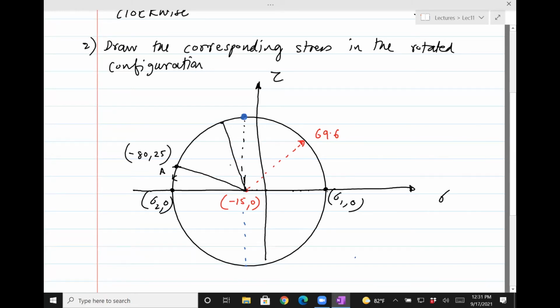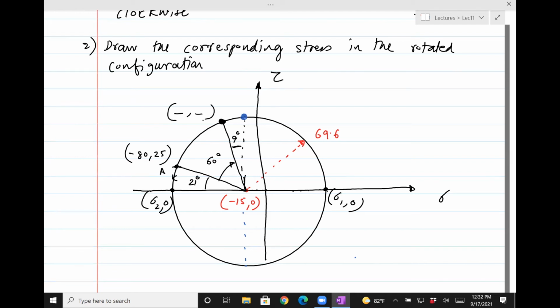This is 60. If you remember, this was 21. So 60 plus 21 is 81. So this is about 9 degrees. So this is the point of interest now. We need to find the stress here. Once we find the stress at that point, we're pretty much done solving for the stress.